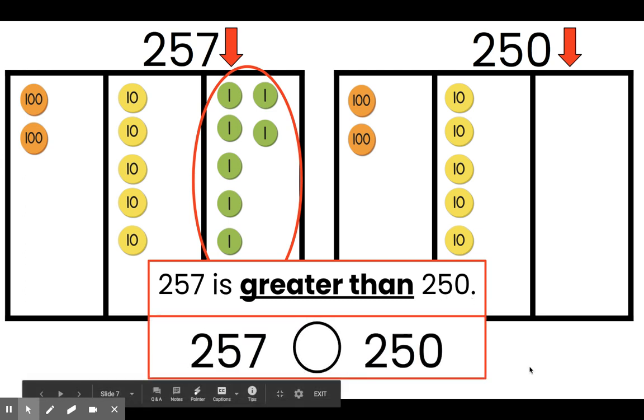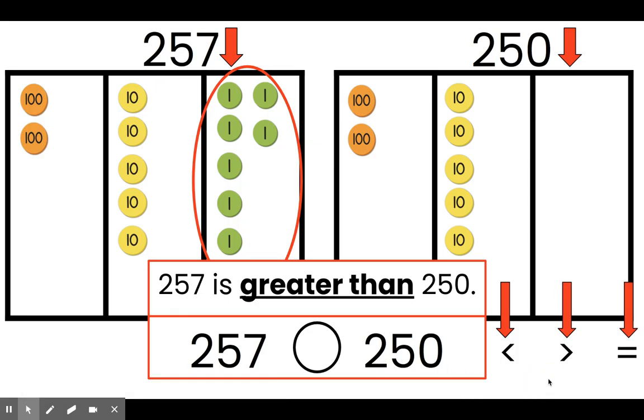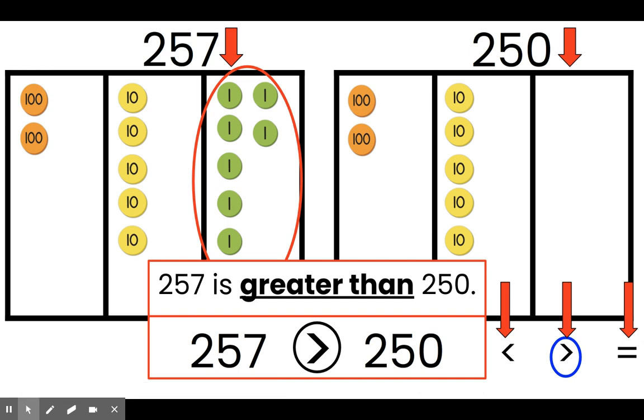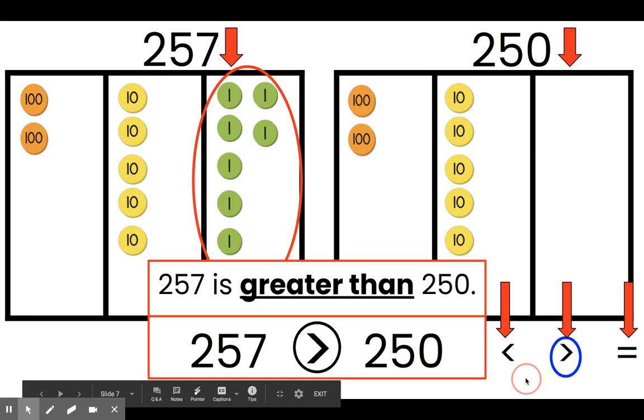Let's compare those two numbers using our math symbols. We have 257, would we say is less than 250? Greater than 250, equal to 250. Which symbol would you use? If you said greater than, you're correct. 257 is greater than 250. We would write the symbol greater than between those two numbers. It shows that the value of 257 is greater than the value of 250.